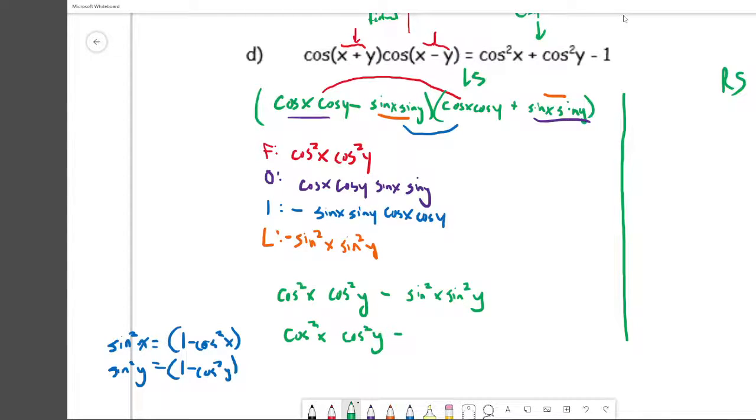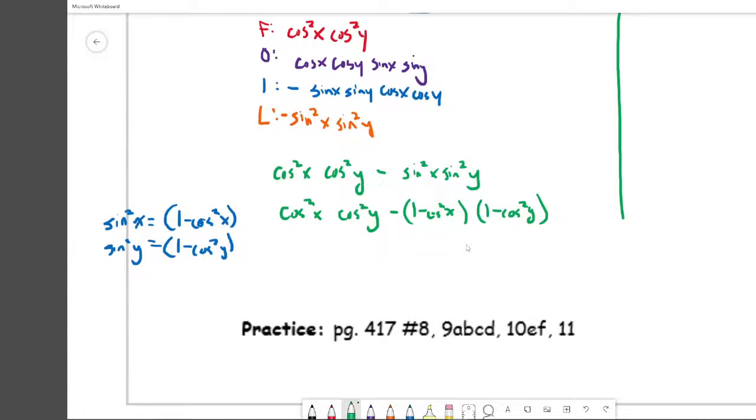So let's see. If I replace that, I get 1 minus cos squared x and 1 minus cos squared y. And then I think if I go ahead and FOIL this second thing, it will look a lot more like what the other side looks like. So let's see what it looks like if we FOIL this. 1 times 1 is 1, and of course let's make sure we stick this in a bracket.